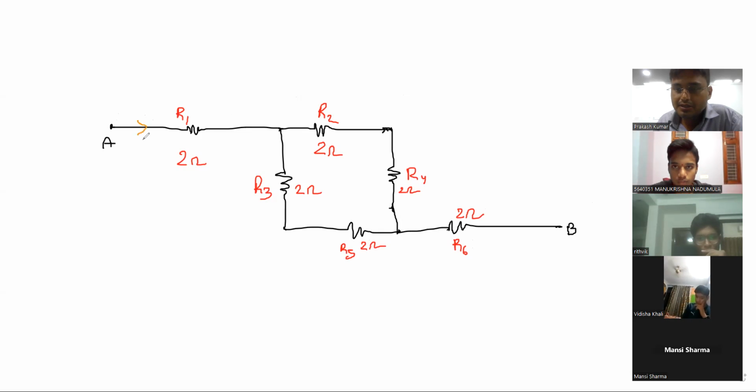Current is starting from this point. So current will pass through this R1. Then after passing through R1, take it very lightly, at this point it is going to divide, right?